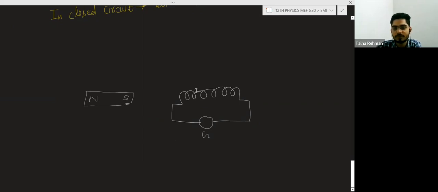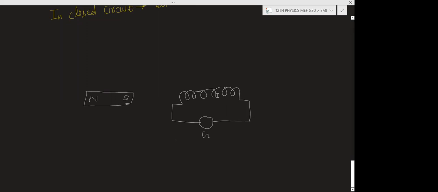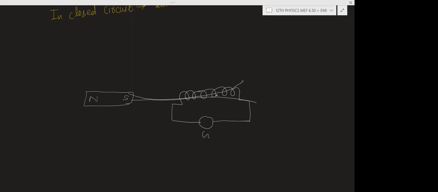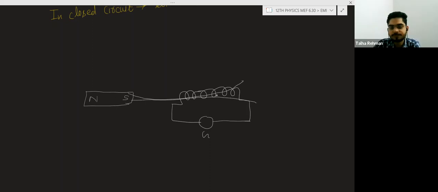Will it be or not? The magnetic field produced by this magnet will be here also, right? If you draw the magnetic field lines, these magnetic field lines will be like this. They pass through the coil. So what will happen now?